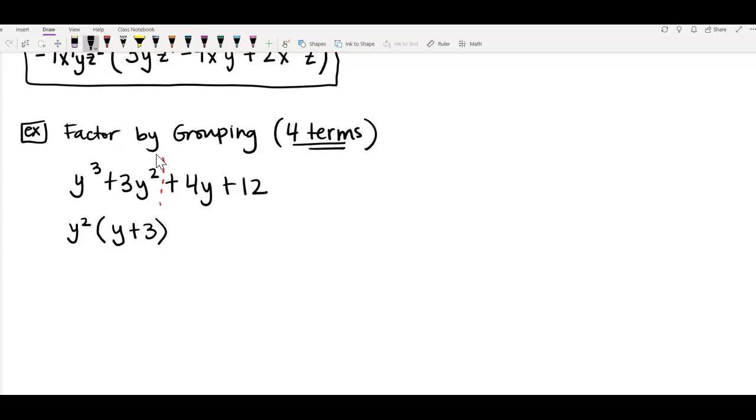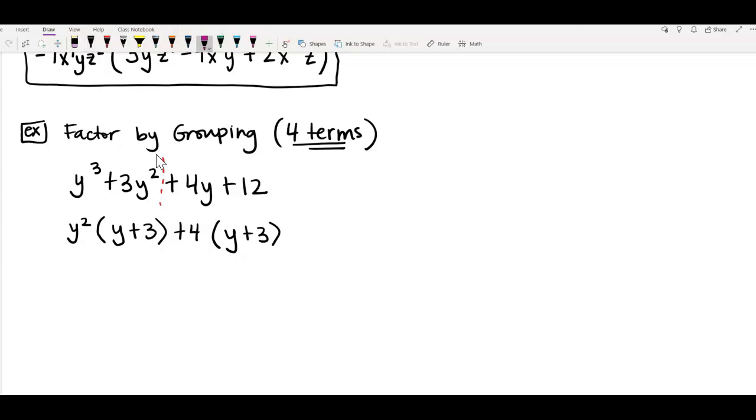Now I'm going to do the same thing with the last two terms. So what is the GCF of these two terms? Well, positive 4 is the only thing that I can factor out of both of those two terms. And when I do that, I'm left with y on my first term and a positive 3 on my second term. And now this is where the factor by grouping comes in, like how we can actually get this into factored form.